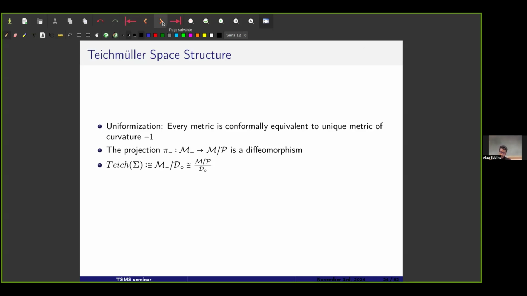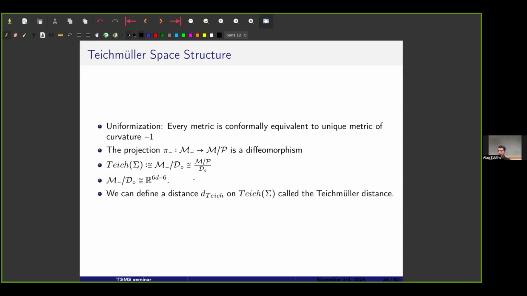So this space, as I said, turns out to be a very nice space. It will be diffeomorphic to the Euclidean space of dimension 6D minus 6, where D is the genus of the surface. And we can put on it a metric or a distance, not a Riemannian metric, a distance called the Teichmüller distance. I will not explain what this distance is, but I will just state this fact that we will use afterwards.